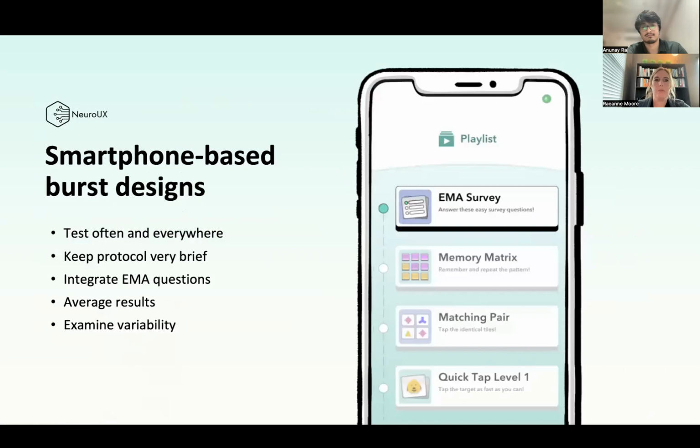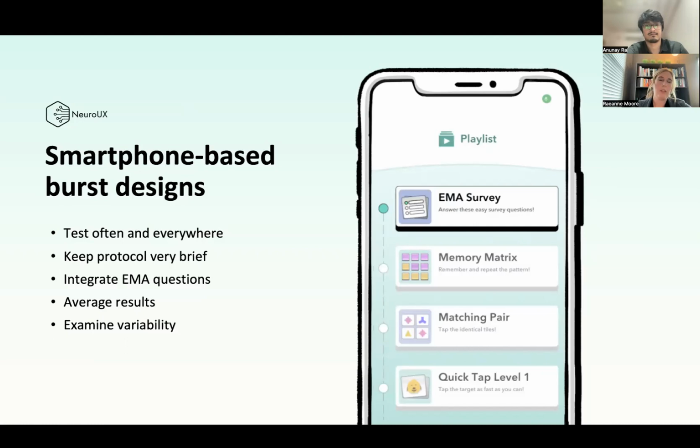So an example of a smartphone-based burst design is that you can test often and everywhere. I prefer to let people just test when the notification to take the test pops up on their phone, kind of whatever they're doing, except for driving, of course. You can also ask them to test, go to a quiet place or wait till they're at home to do it if you'd like. But I'm really interested in how context influences cognitive performance in daily life. So it gives you the flexibility to test often and everywhere. Protocols can be really brief, 10 minutes max, coupled with an EMA survey. That will give you a nice snapshot at that one time, which then you can repeat and average. And you can also look at variability in cognitive performance over time.